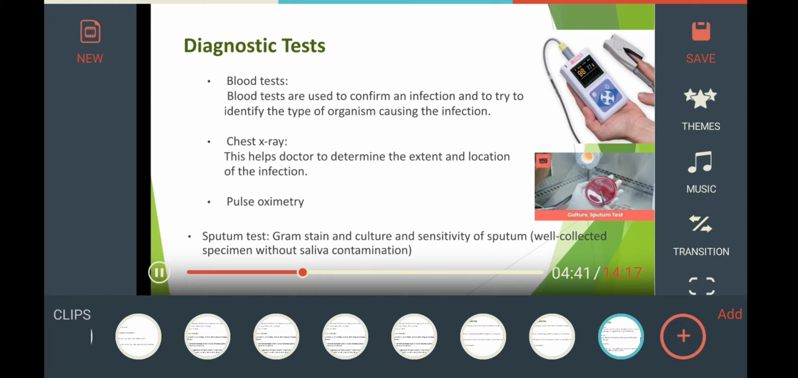Blood tests are used to confirm an infection and to try to identify the type of organism causing the infection. Chest X-ray helps determine the extent and location of the infection. Pulse oximetry. Sputum test: Gram stain and culture and sensitivity of sputum, using a well-collected specimen without saliva contamination.